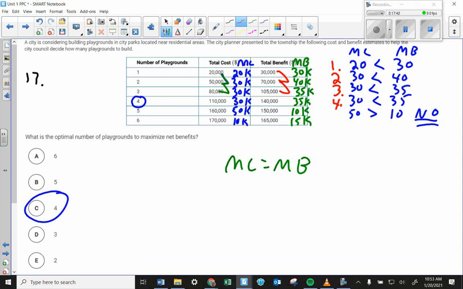Now, notice we never were able to make them equal. If you can't make them equal, then you want your marginal benefit to be greater than your marginal cost. And so we stopped at 4 playgrounds here. That's where the marginal benefit is still greater than marginal cost, and it's before marginal cost becomes greater than marginal benefit.